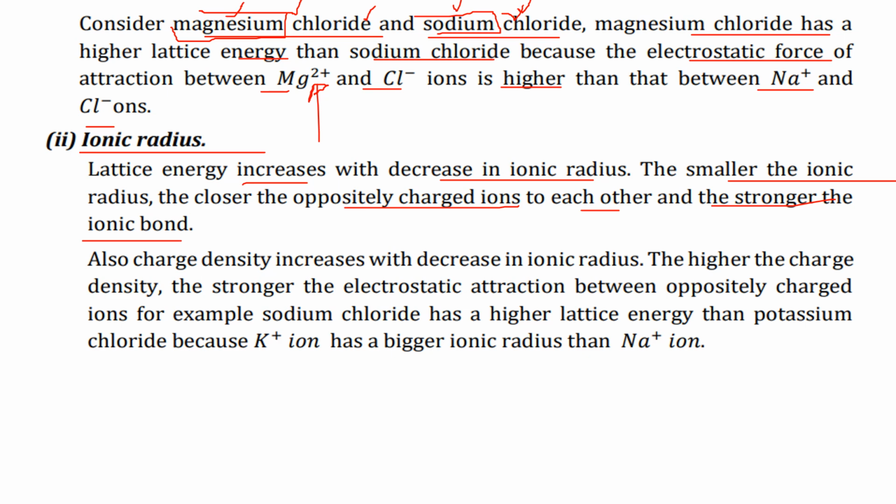So we expect that the smaller the ionic radii of the two different ions present in the ionic salt, the closer the oppositely charged ions are going to be. In other words, the bond length is going to be short, and if the bond length is short, that means it's very strong. So the smaller the ionic radius, the higher the lattice energy. Reason being, the oppositely charged ions are very close to one another, forming short bonds that are very difficult to break, and hence strengthening the lattice energy.